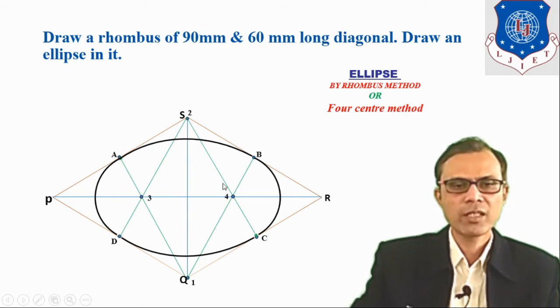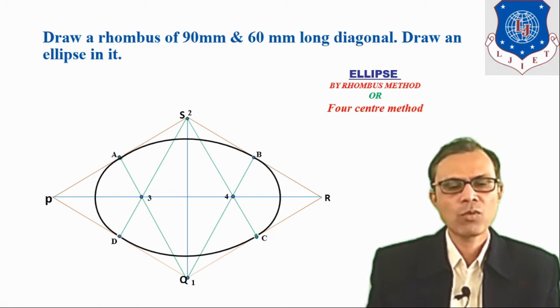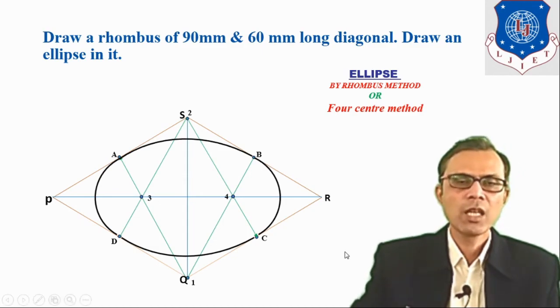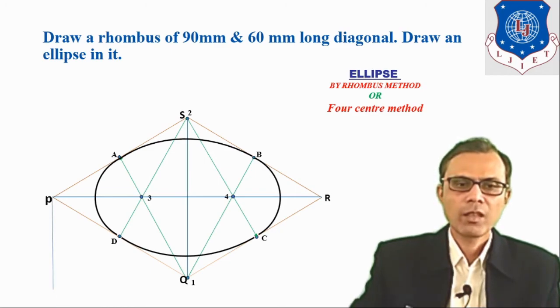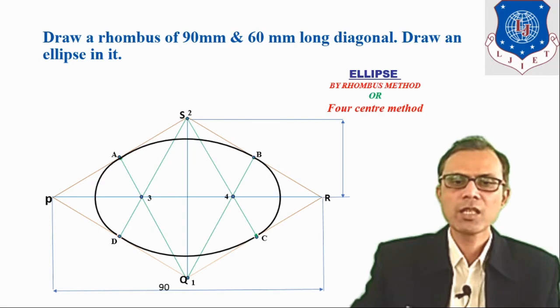So for that we should have the diagonal size of the rhombus or the side size of the rhombus. It is also known as the 4 center method to draw the ellipse. Write down the dimension. Longer diagonal 90 mm and the shorter diagonal is 60. Half of shorter is 30 mm.